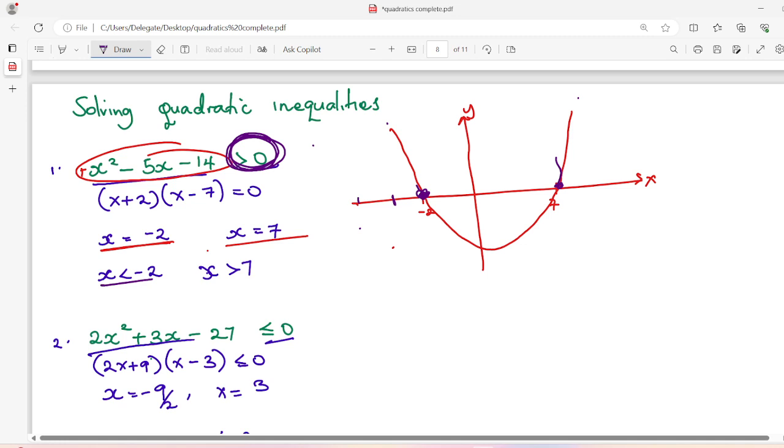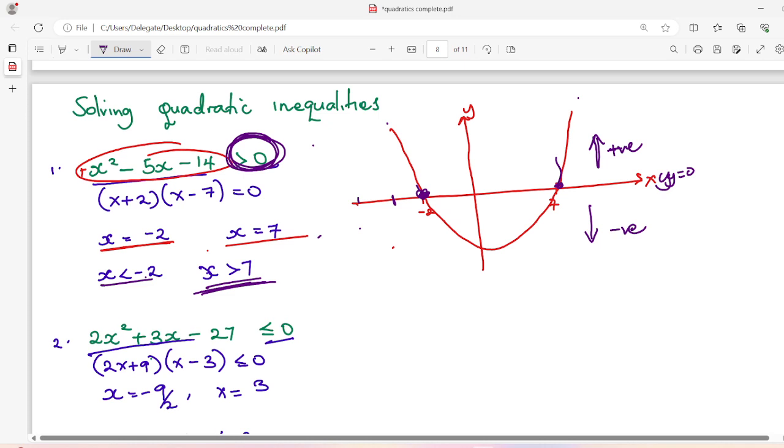And here, if this is the line y equals 0, then above it is positive, and below my graph is negative. So I'm interested in where it is positive. If I'm interested in positive, then these are the answers: when x is less than -2, and when x is greater than 7. So those are your answers.